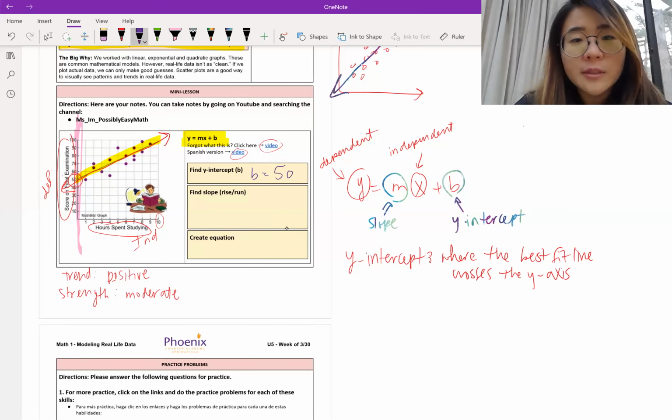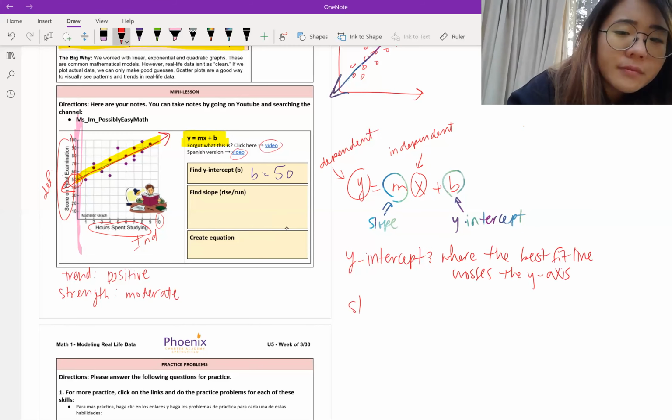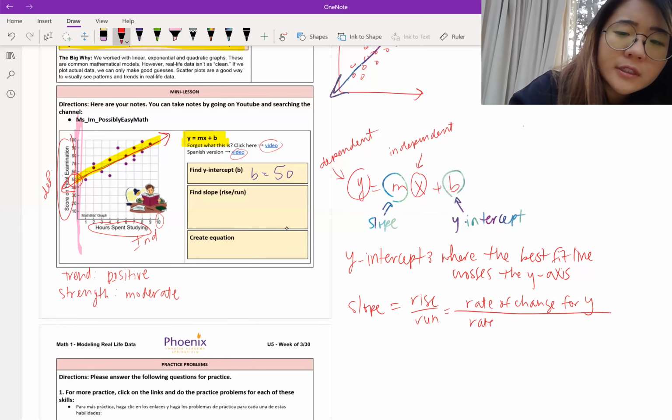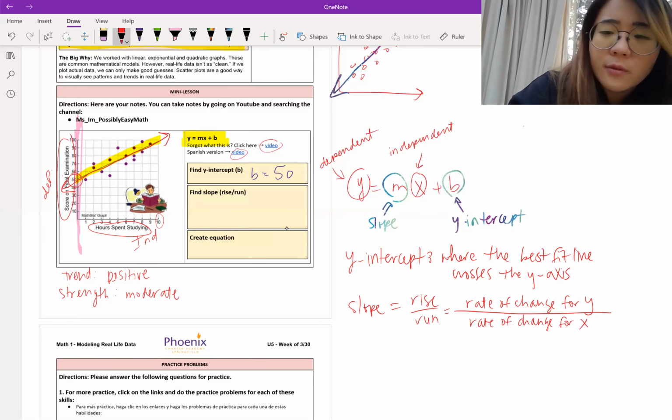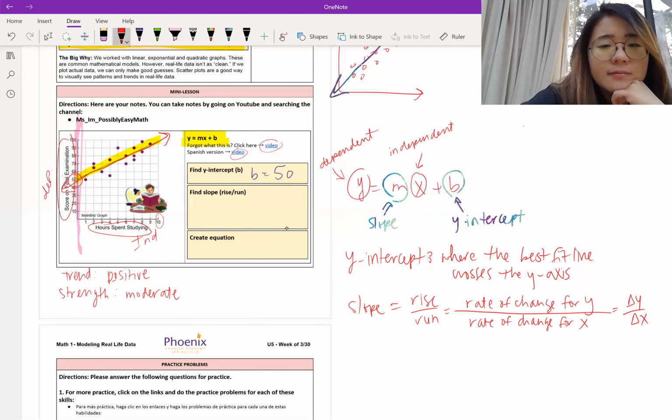Since I wrote this in purple, if you were copying down your notes, you would put that answer there. Now we're talking about slope. Slope is a little bit trickier. Slope is basically rise over run. It's the rate of change for y over the rate of change for x. The way I'm going to write that is with a triangle, the symbol for change: change in y over change in x.